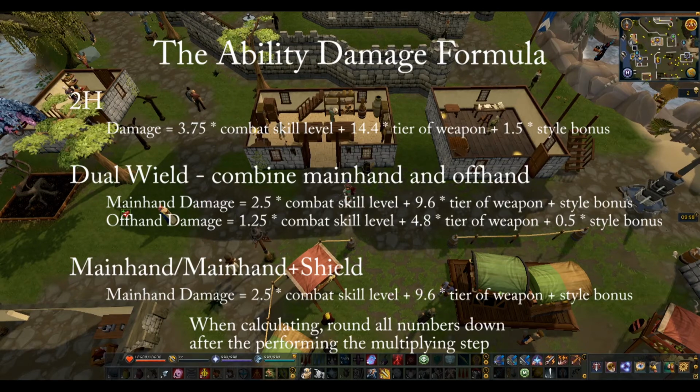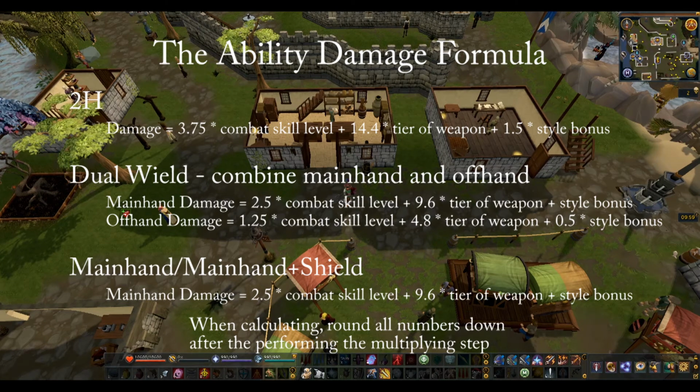Here is the formula for calculating ability damage. To calculate your two-handed damage, you add 3.75 times your combat skill level, plus 14.4 times the tier of your weapon, plus 1.5 times your style bonus. For dual wield, you combine both your main hand damage and your offhand damage.